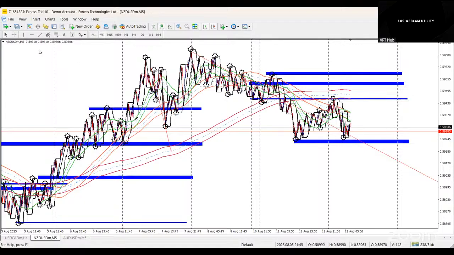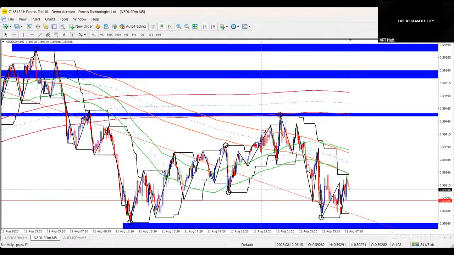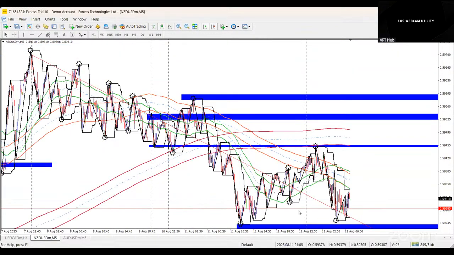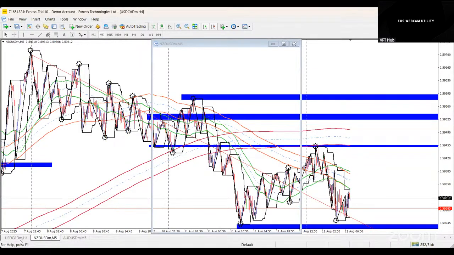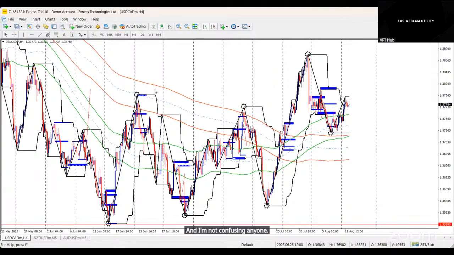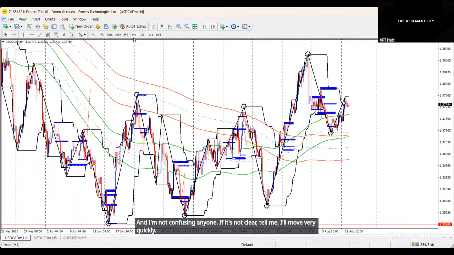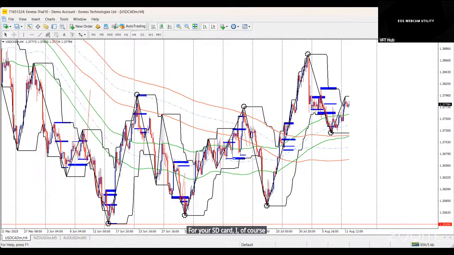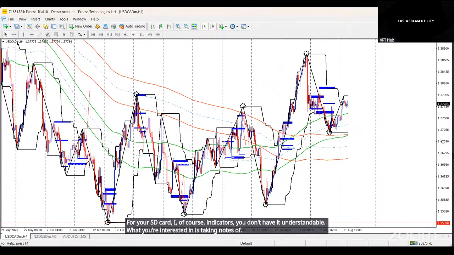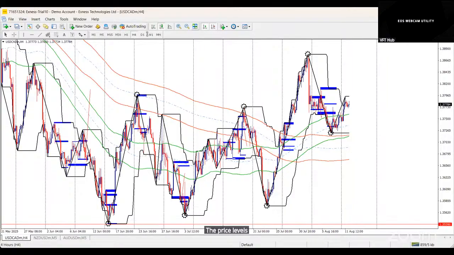So what do I think would happen on NZD/USD? We may see temporal buys as well. We could see buys come here back into 0.59465. And if this zone holds as a resistance, then we'll see continuous breakdowns of NZD/USD to the downside. I hope this is clear and I'm not confusing anyone. If it's not clear, tell me and I'll go very quickly. For those without the indicators, it's understandable. What you're interested in is taking notes of the price levels that I have been calling out.